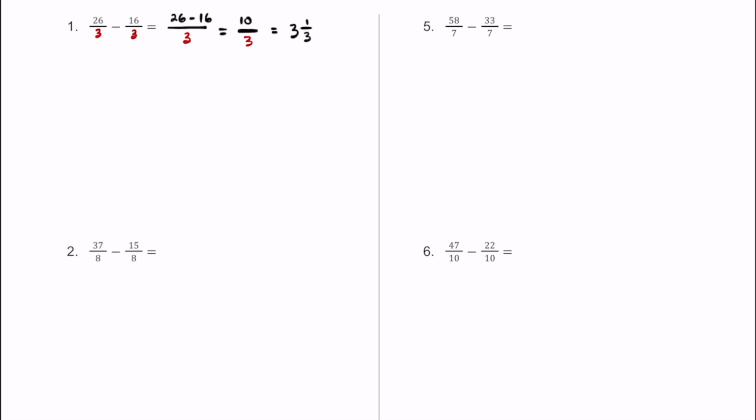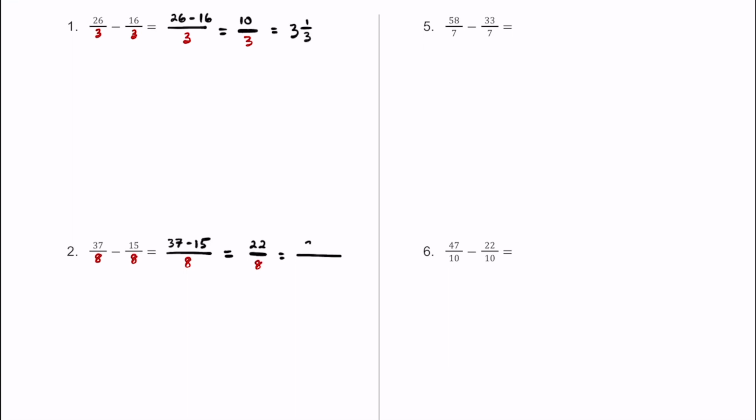For number 2, we have this 37/8, and we're going to go ahead and subtract 15/8. Okay, so we have common denominators of 8 here. So let's go ahead and draw a fraction bar and keep that denominator of 8. And we have 37 minus the 15. Okay, so 37 minus 15, I believe, is going to be 22. So we're going to have a numerator of 22 and a denominator of 8 here. Now, if we're going to go ahead and simplify this, let's go ahead and see. I think there is a common factor between 22 and 8 because they're both even numbers.